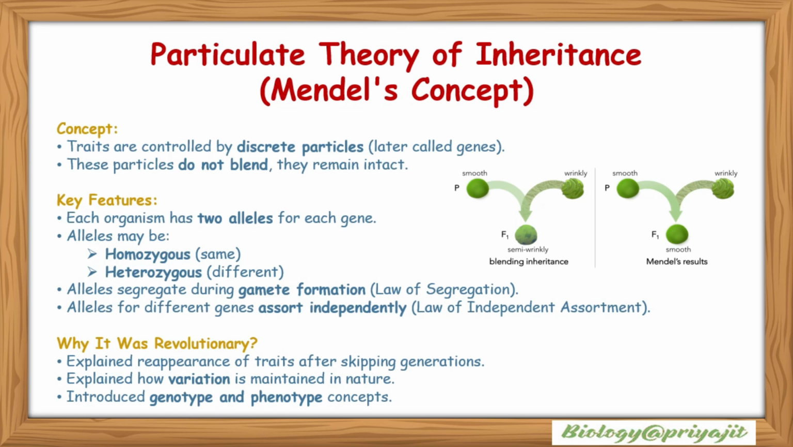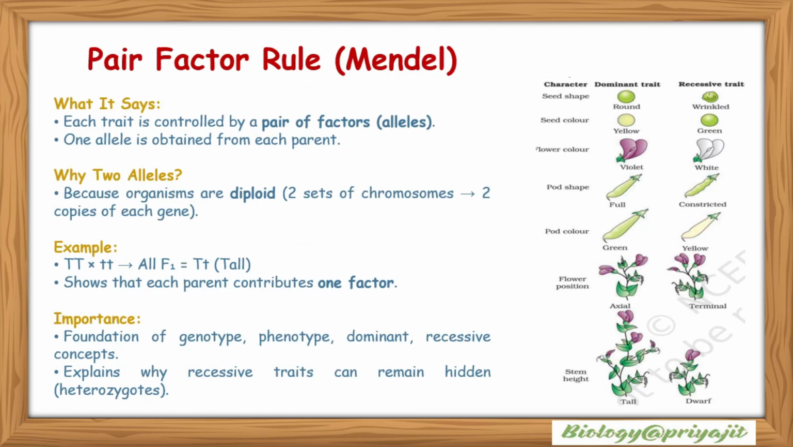So why was it revolutionary? It explained the reappearance of traits after skipping generations. It explained how variation is maintained in nature. It introduced genotype and phenotype concepts. Pair factor rule of Mendel.